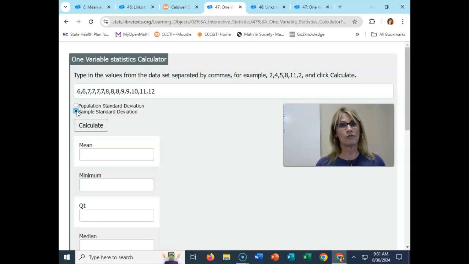And we're going to let this be a sample. Population is if you have everyone that attended the camp. This is just a sample of kids. Maybe we're going to ask them how they liked camp.